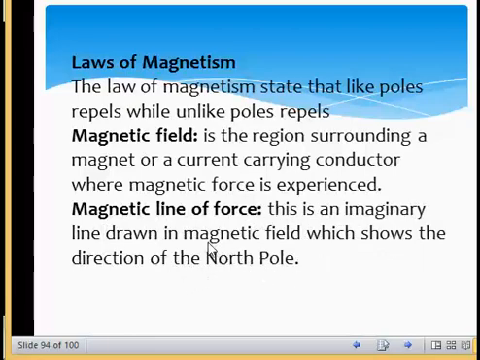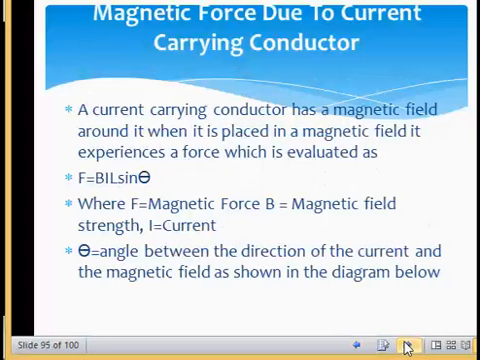Alright, so since a magnetic field is a region where magnetic force is being experienced, for me to actually get the direction of that magnetic force, I can use an imaginary line. So an imaginary line that is drawn in that particular region in space is what is known as a magnetic line of force. Alright, so now we proceed.